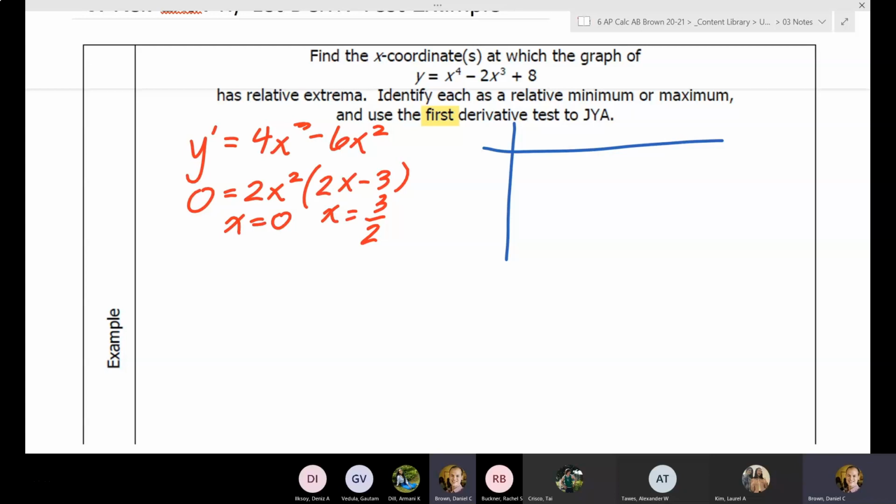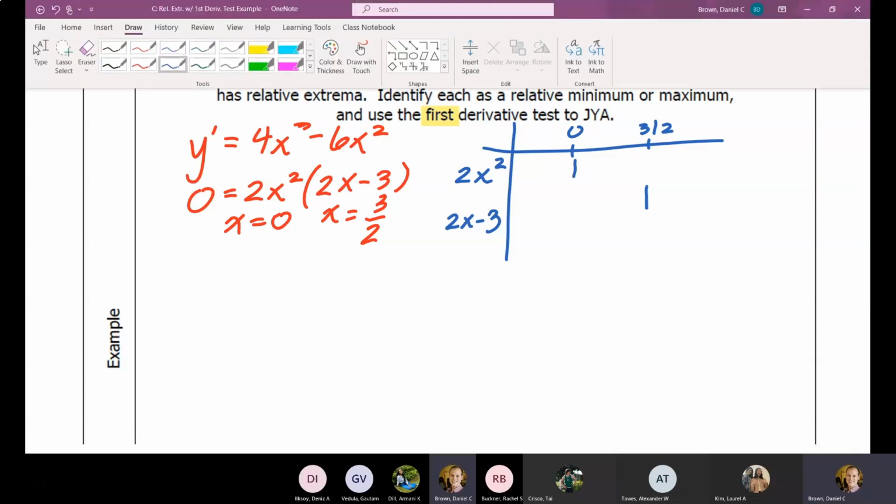Making sure I factor it. I factored out the GCF of 2 and x squared. So my critical points in order, I have 0 and 3/2. And then my factors are 2x squared and 2x minus 3. And again, I like putting vertical bars in the row of the factors at their critical points. And then we want to figure out when it's positive and negative.